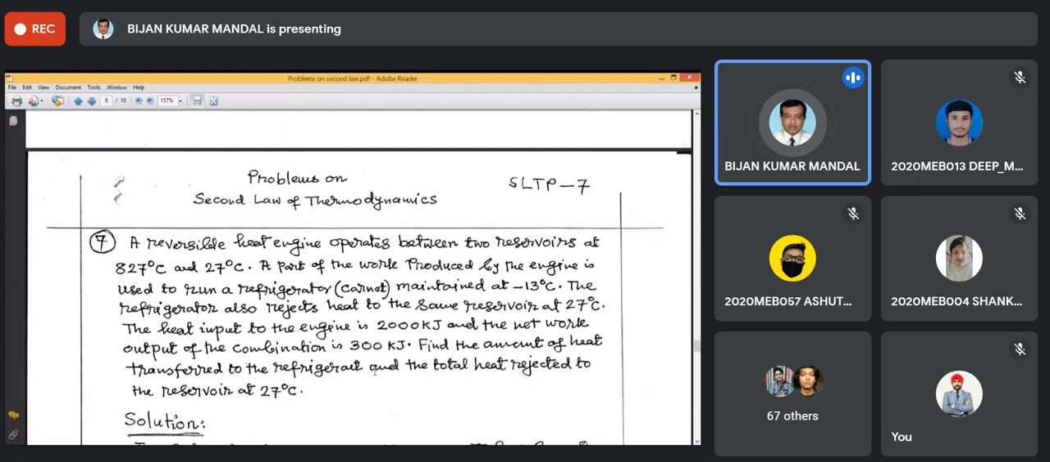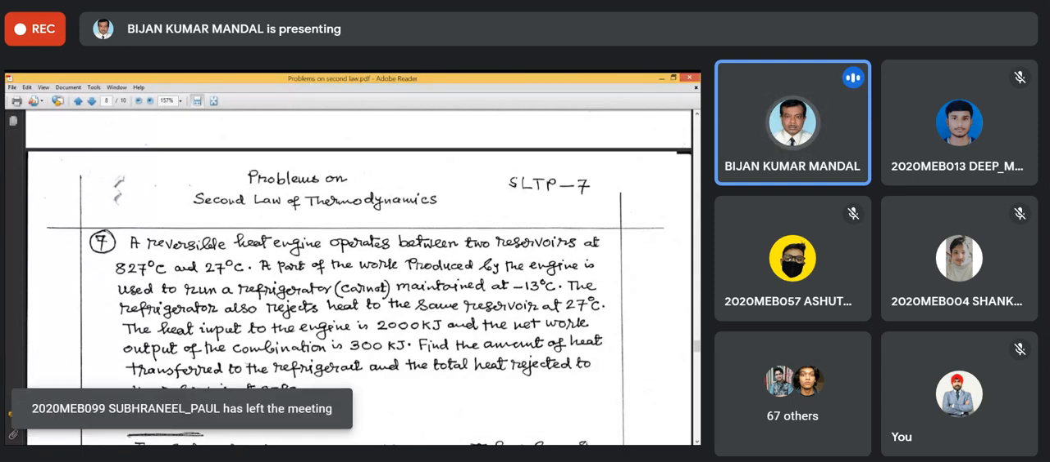The refrigerator also rejects heat to the same reservoir at 27 degrees centigrade. Fine. So the engine is running, taking heat from 827 degrees centigrade, doing work, rejecting heat to the sink at 27 degrees centigrade. The refrigerator is also taking heat from minus 13 degrees centigrade because its job is to maintain the lower temperature, and that heat extracted from minus 13 degrees centigrade, along with the work that will be done to perform this refrigeration effect, will be rejected to the reservoir at 27 degrees centigrade.